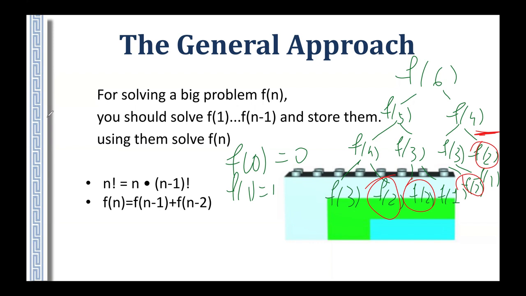But if we store these values in some array and don't recompute them again, but just take the numbers from the array, already computed, already stored, we can obtain not exponential complexity, but linear complexity.